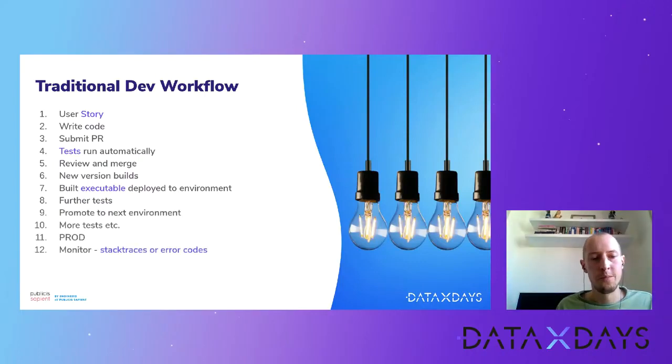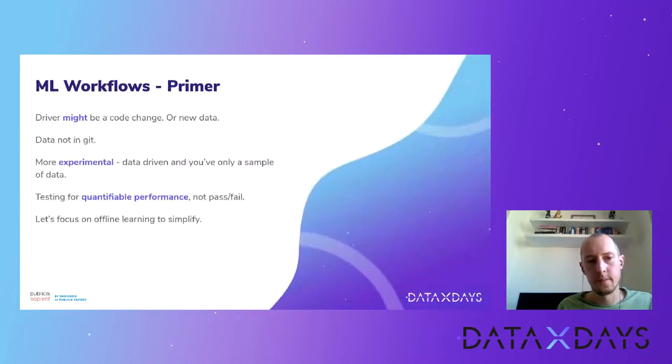When it reaches production, then we have monitoring. And the monitoring will mostly focus on looking for stack traces and error codes. We'll be looking for something very distinctly going wrong with the application. Most likely Docker will be used as the packaging, and the driver for the DevOps automation will be a code change that can be detected in Git.